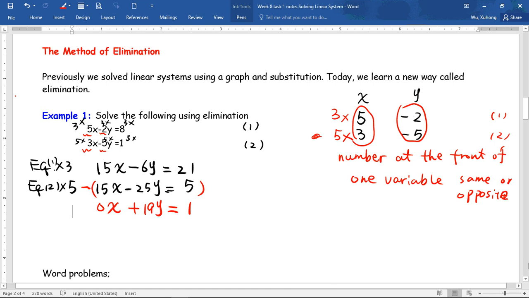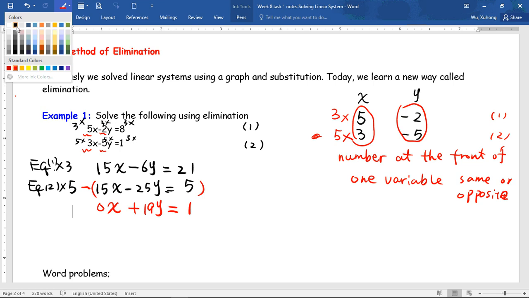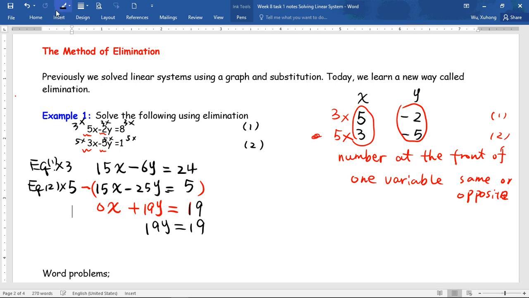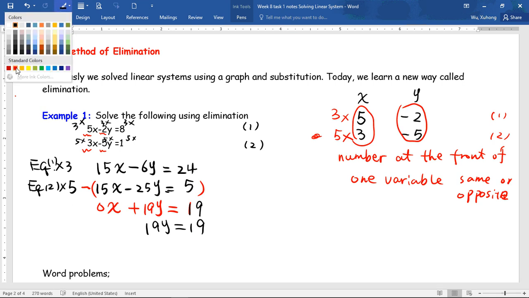Okay, I changed that number a little bit to make it nicer. So I change this number to 8. I just want to have a nice number. 8 times 3 give you 24. Then subtract, you will have 19. So 0 times x is 0, so you have 19y equals 19. You have one variable in one equation, and you can solve it.